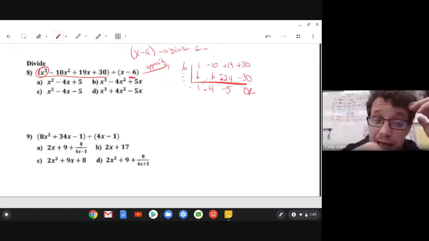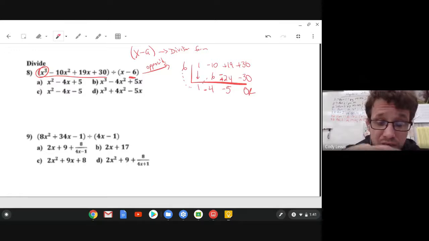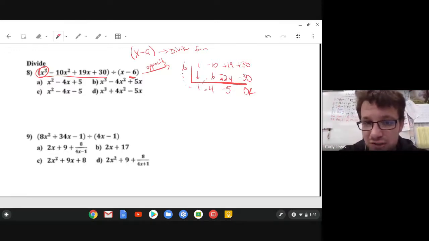That's not guaranteed to happen on every divide problem. Sometimes you could have remainders, sometimes you won't. If it tells you, like, given a factor, that's when you know the remainder should not show up. But when I just tell you to divide, it could have a remainder, it could not.